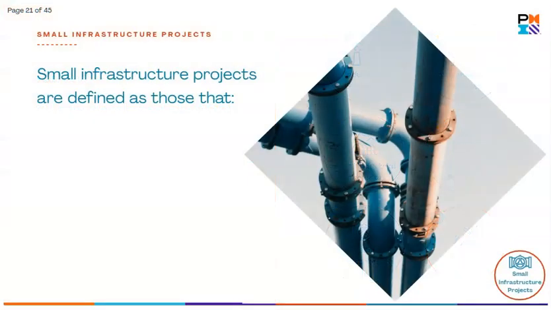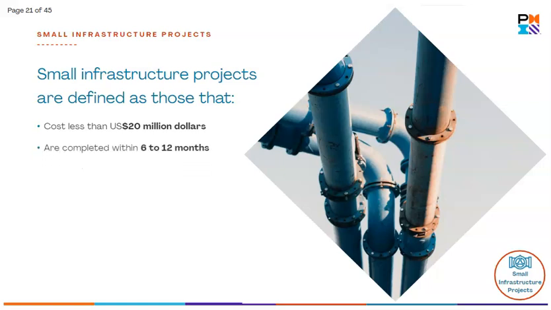Small infrastructure projects are defined as those that cost less than $20 million, are completed within 6 to 12 months, and have less complexity than larger infrastructure projects. Examples of these projects include pipelines, open channels, and transmission lines.